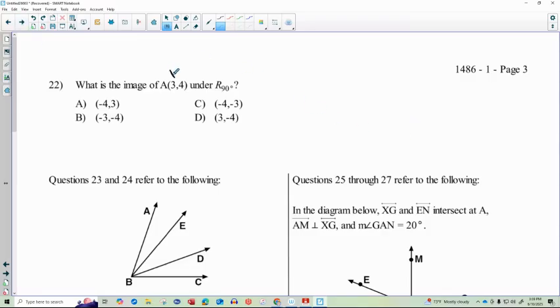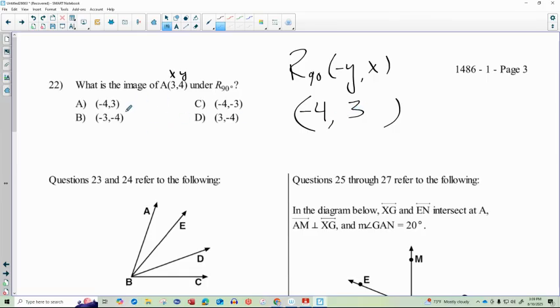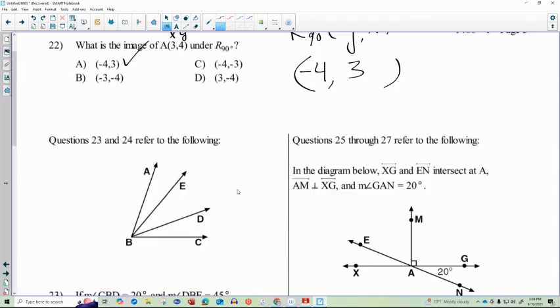Well, here's your x and here's your y. So if you know a rotation of 90 degrees is negative y, x, that means you are going to take your y, which is 4, bring it to the front and change the sign, so it becomes negative 4, and then the 3 just flips to the back. And there you have it. Some simple transformation multiple choice problems. I will be giving you a select amount of formulas for that, but you need to know how to use them.